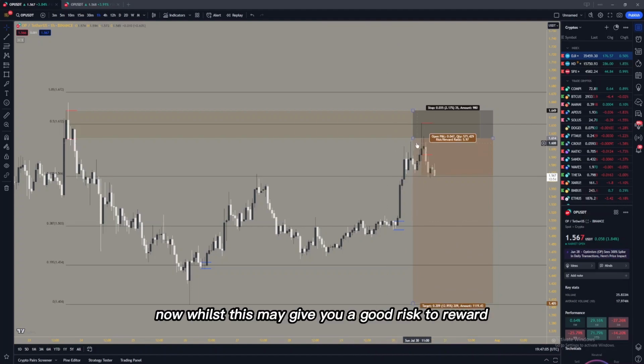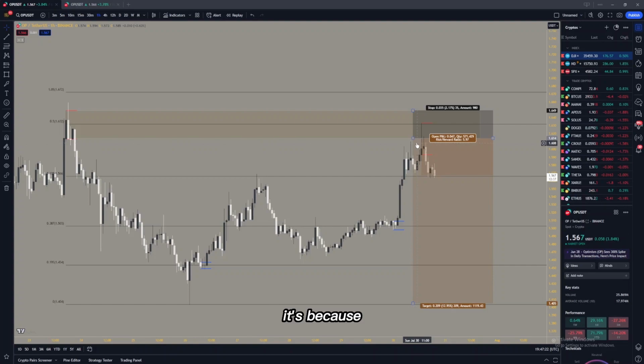Now, whilst this may give you a good risk to reward, it may also hit your stop loss a lot more times than you're taking your profits, and it may end up being an unprofitable strategy. The main reason for this is because a lot of people trade on different exchanges and different brokers, and different exchanges and brokers have completely different prices, completely different spreads, and so on.